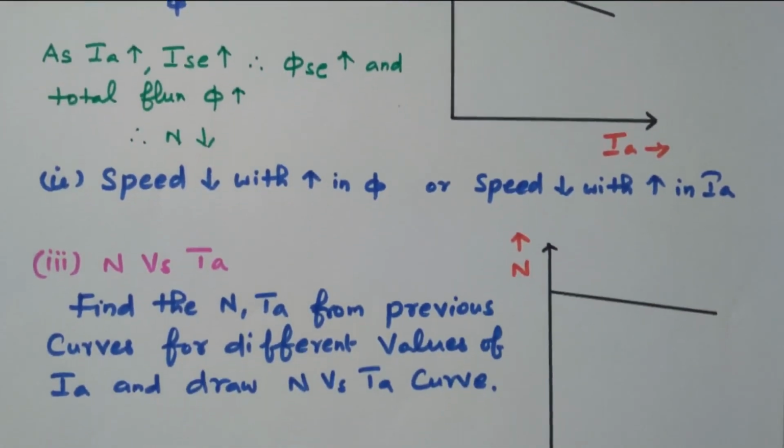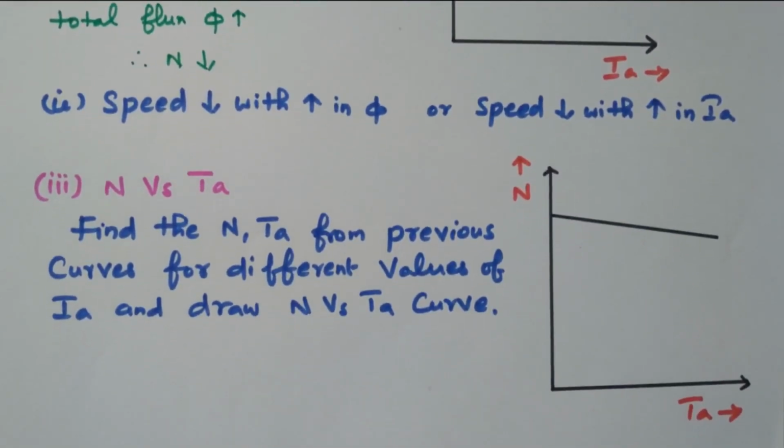Now we will go to the third characteristic, speed versus armature torque. This is drawn from the previous two curves. Find the speed and armature torque from the previous curves for different values of armature current, then draw the speed versus armature torque curve. Here also, when the armature torque increases, the speed slowly decreases.